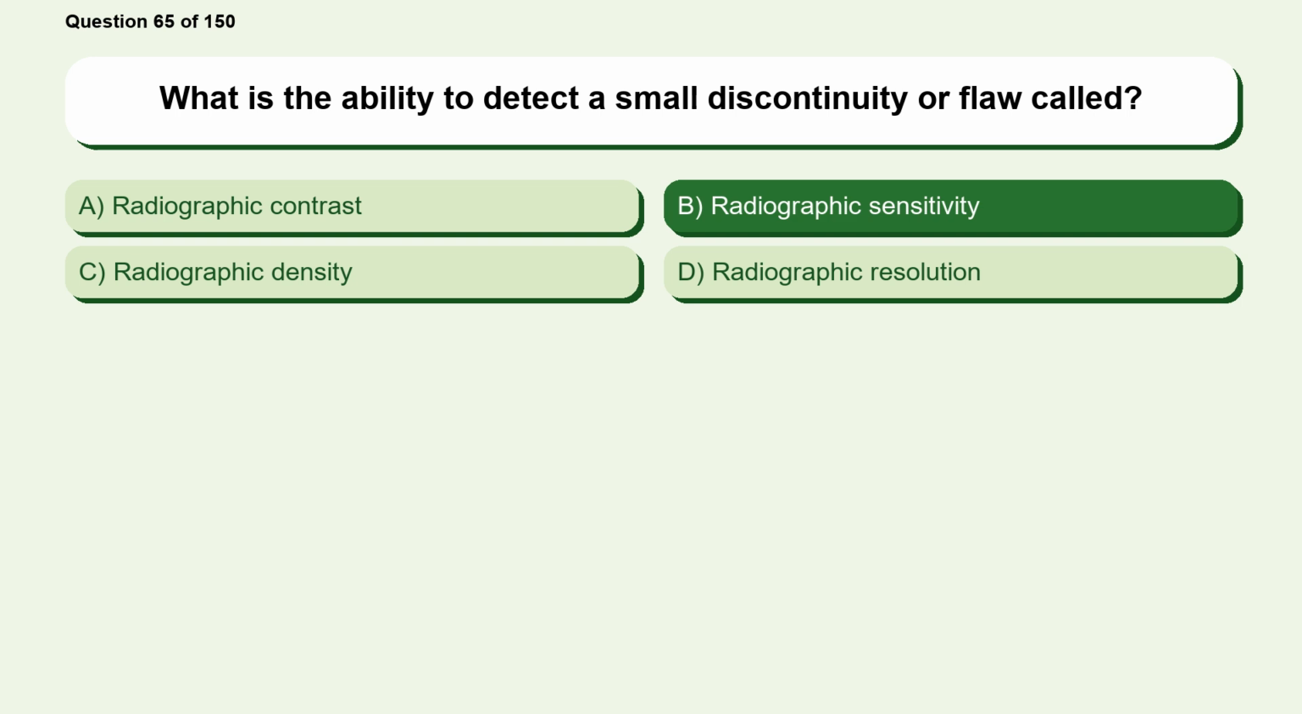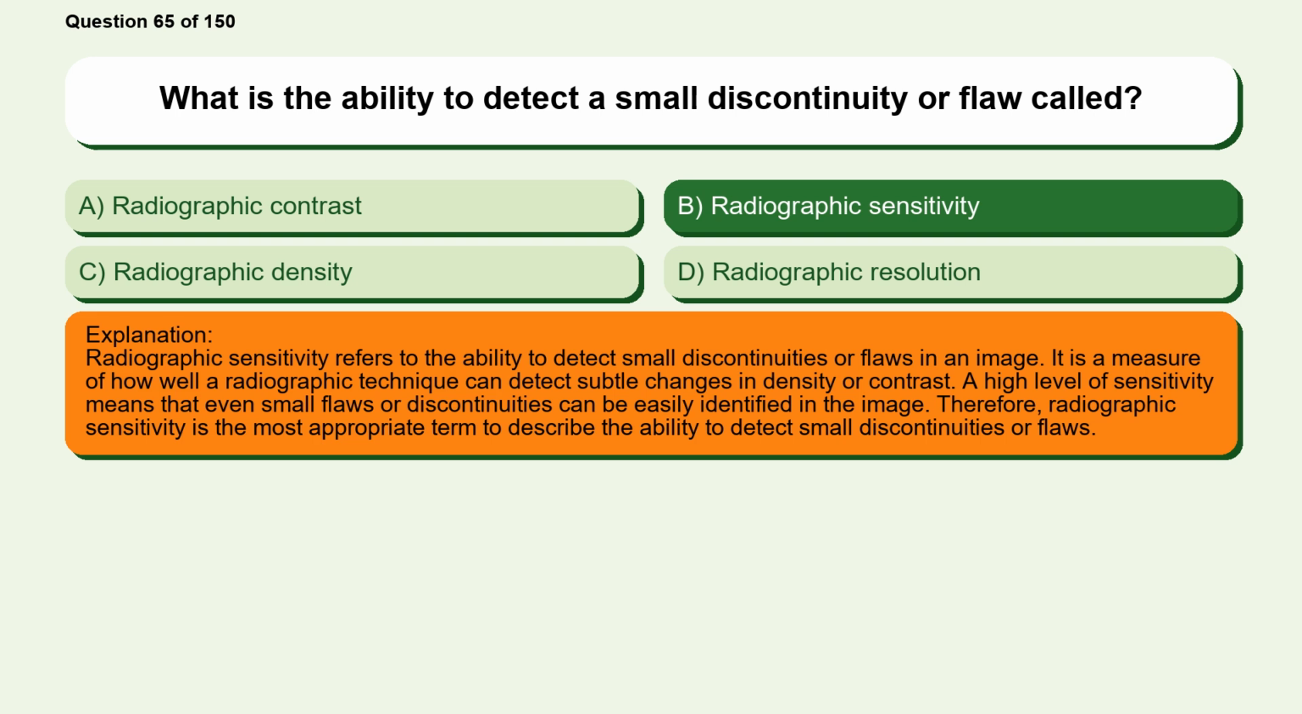Radiographic sensitivity. Radiographic sensitivity refers to the ability to detect small discontinuities or flaws in an image. It is a measure of how well a radiographic technique can detect subtle changes in density or contrast. A high level of sensitivity means that even small flaws or discontinuities can be easily identified in the image. Therefore, radiographic sensitivity is the most appropriate term to describe the ability to detect small discontinuities or flaws.